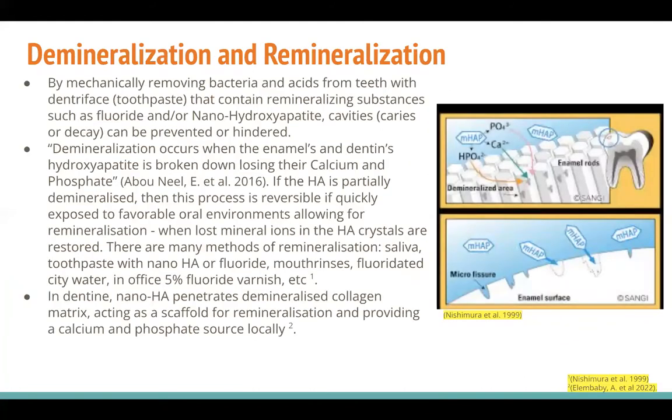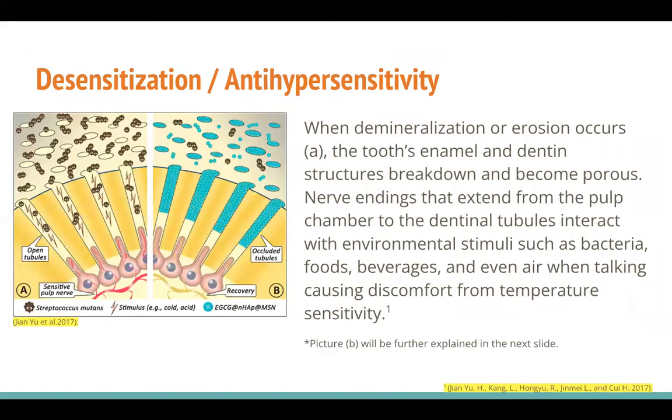So demineralization occurs when the enamel and dentin hydroxyapatite is broken down, losing their calcium and phosphate. If the hydroxyapatite is partially demineralized, then this process is reversible if quickly exposed to favorable oral environments, allowing for remineralization from different sources, which are listed. In dentin, nanohydroxyapatite penetrates the demineralized collagen matrix, acting as a scaffold for remineralization and providing a calcium and phosphate source locally. So, desensitization and anti-hypersensitivity characteristics.